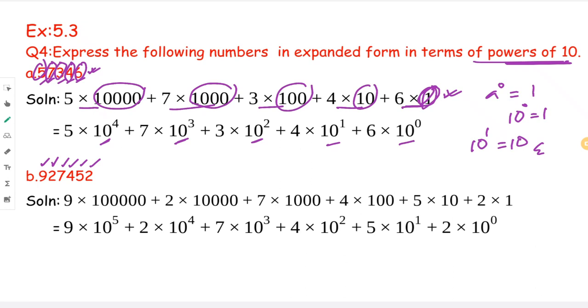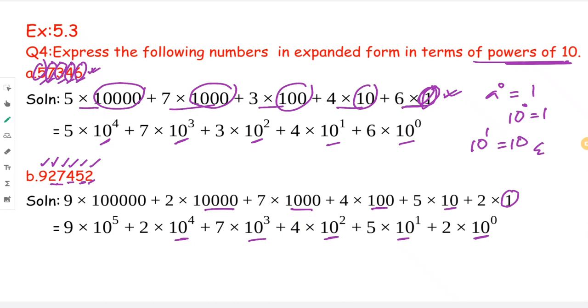So let's start again. So 2 is in the ones place, right? So I can write it as 10 to the power 0. If you look at 5, it is in the tens place. So this is also correct, but like I said, they said expanded powers of 10, so I'm writing 10 to the power 1. If you look at 4, it is in the hundreds place, right? So 10 to the power 2. If you look at 7, 1000, so 10 to the power 3. If you look at 2, it is in 10,000, right? So you can see here 10 to the power 4.